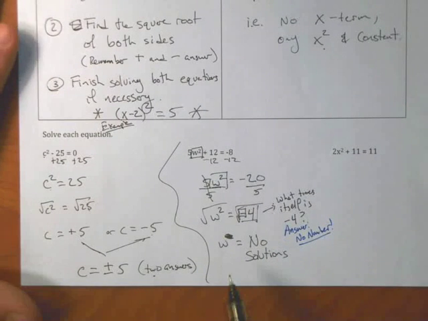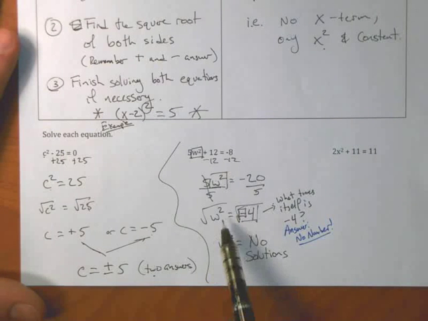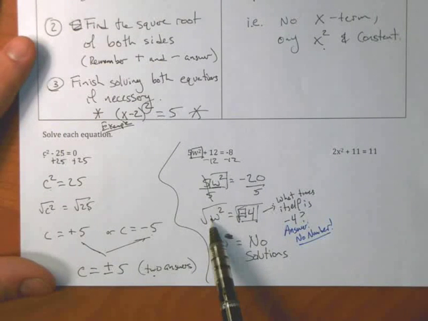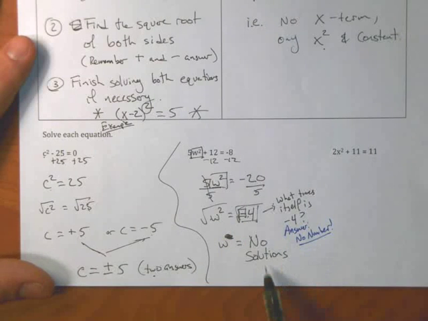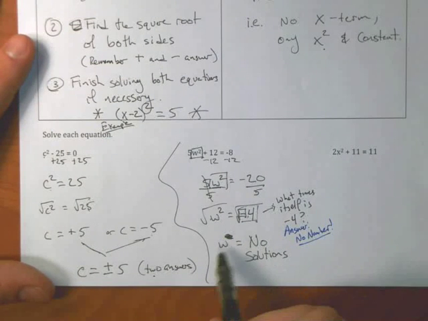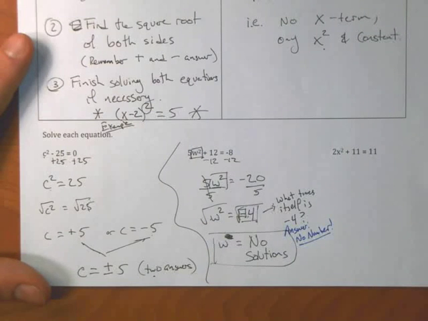No number times itself is a negative number. So you could take a shortcut here and realize that if what's being squared is equal to a negative number, you might as well just stop, because there is no possible real number that gives a solution.